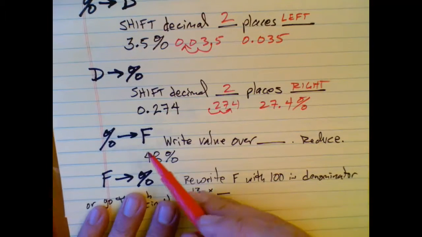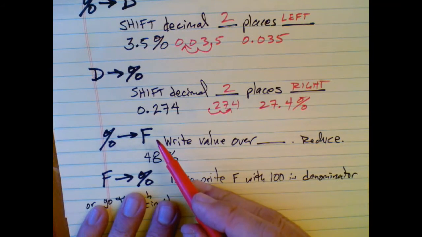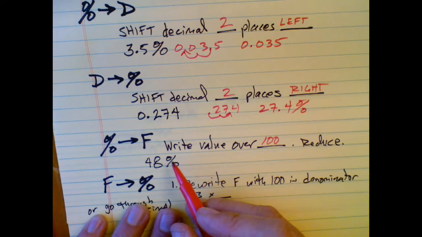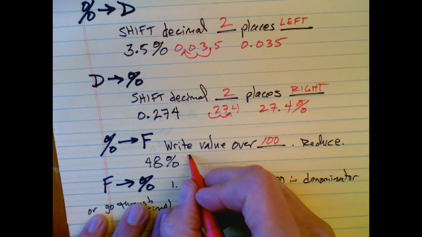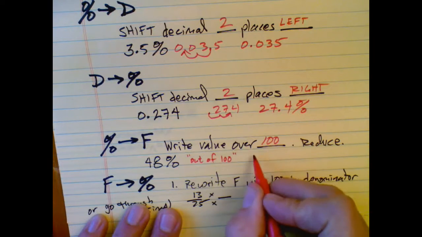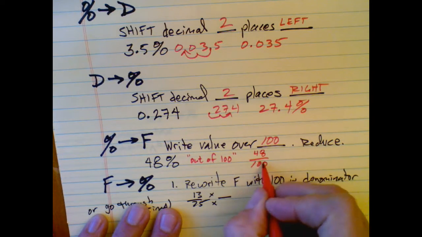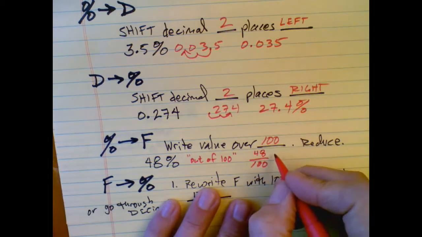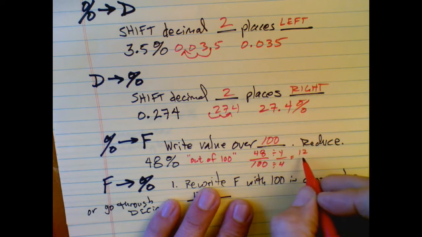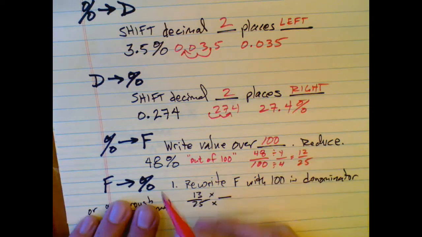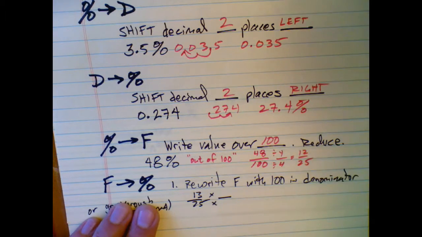If I want to go between a percent and a fraction, I'm going to write the value over 100 and reduce if I can. So 48, because percent literally means out of 100. So this is 48 out of 100. Can I simplify this? Yes, I can divide both by 4, that becomes 12 over 25. Can I reduce any more? No. So 48% is the same as 12/25.